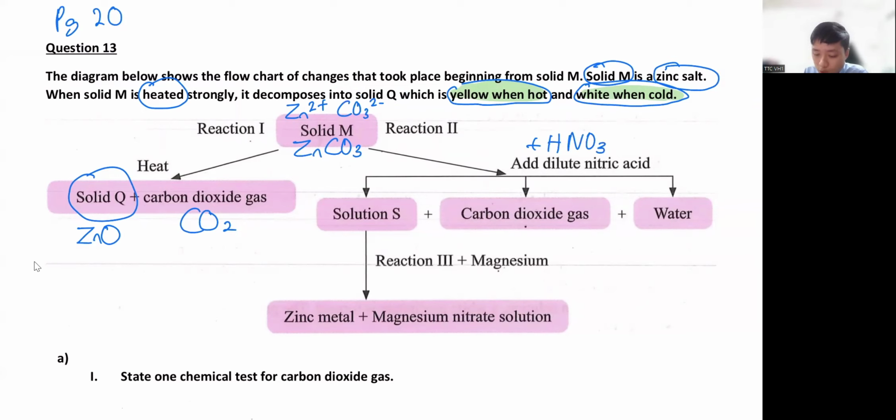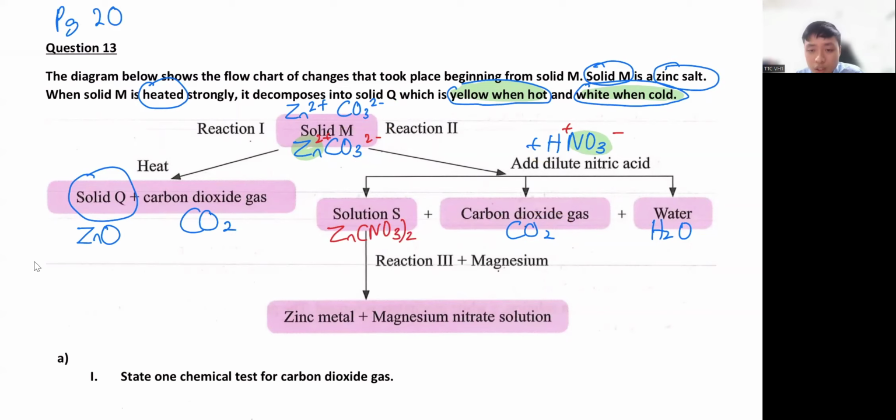Number one you got solution S. Number two you got carbon dioxide. Number three you got water. So what do you think solution S is? Very simple. Solution S is your zinc nitrate. Zn2+ with NO3-. With this CO3 we get carbon dioxide, then H and O, you get your H2O. The last one is your zinc nitrate for solution S.